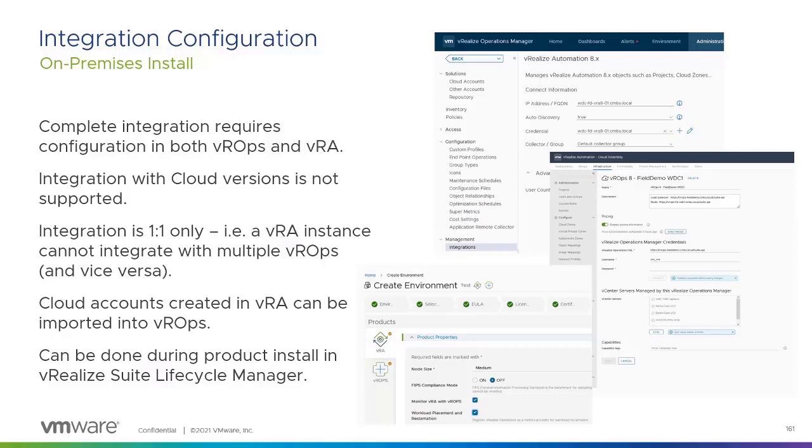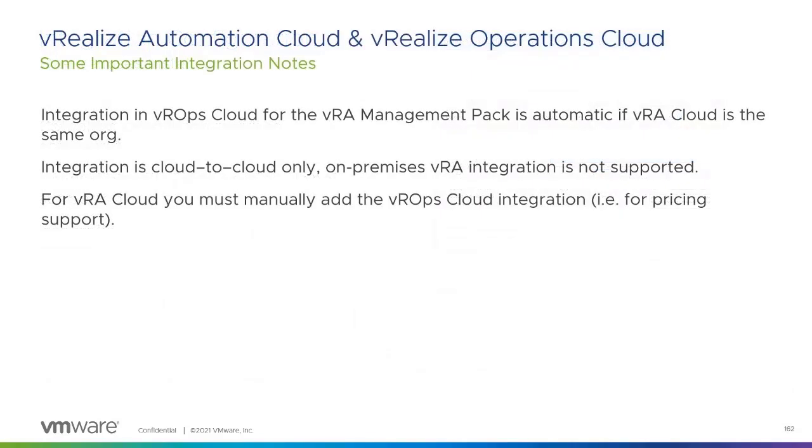And keep in mind that the integration is one-to-one, so only one VRA instance can be integrated per vROps cluster and the other way around. Now keep in mind also that cloud and on-premises product platforms cannot be integrated unless the customers are purchasing a vRealize Cloud Universal subscription, which does provide some federated features for VRA and vROps that are cross-platform.